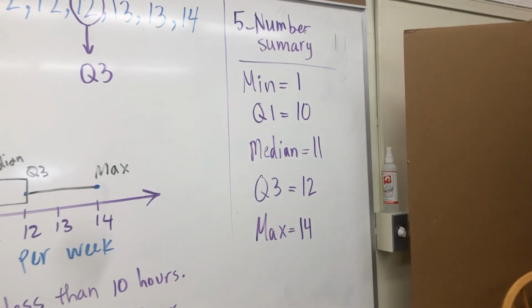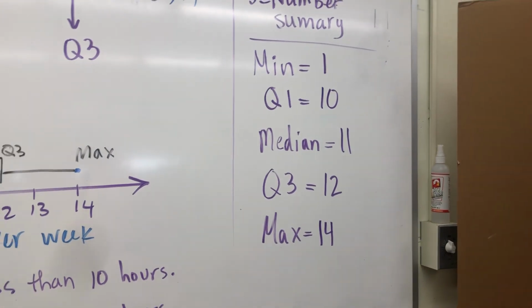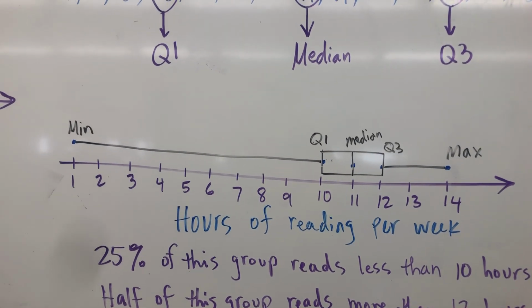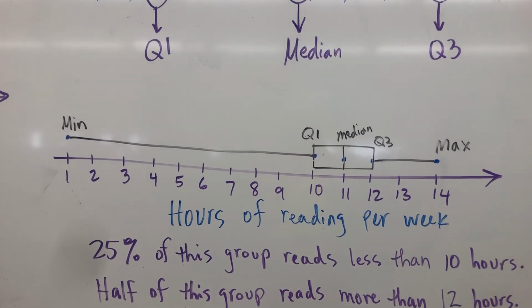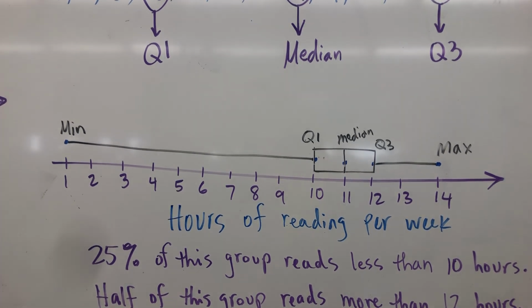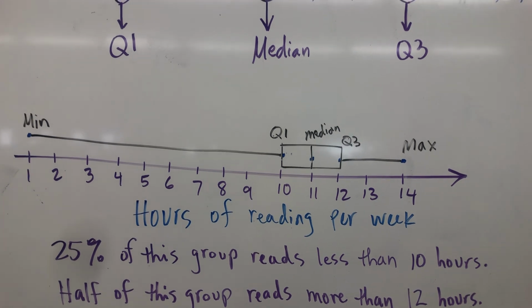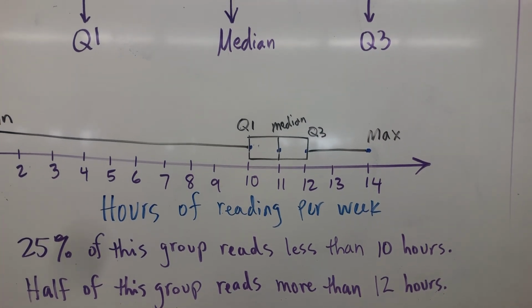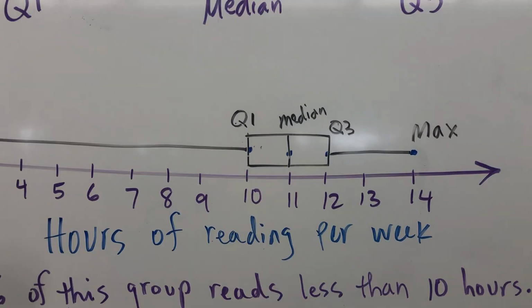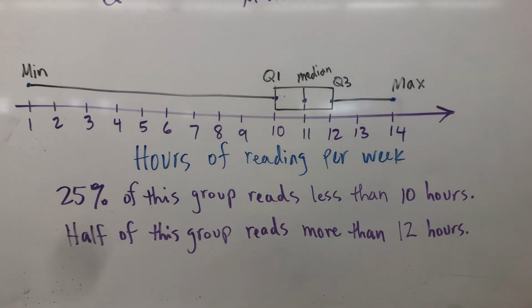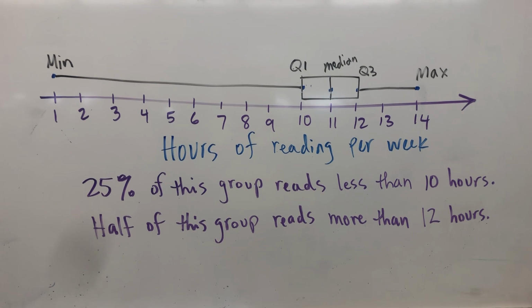So I have all of the 5 numbers listed here. I'm going to draw a number line, put those 5 numbers as little dots, connect the first 2 to create my tail on the left side, connect the last 2 to create my tail on the right side, and then the box, which is showing the median, and everything is labeled. So this is also hours of reading per week.